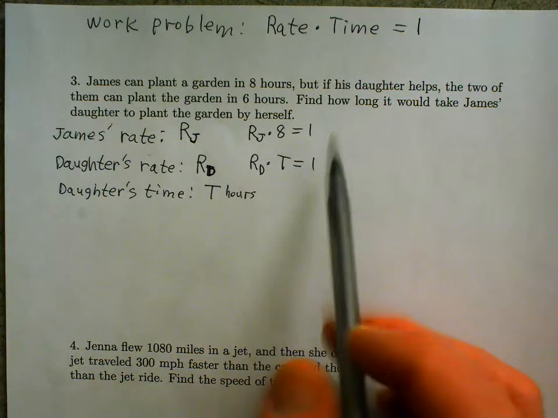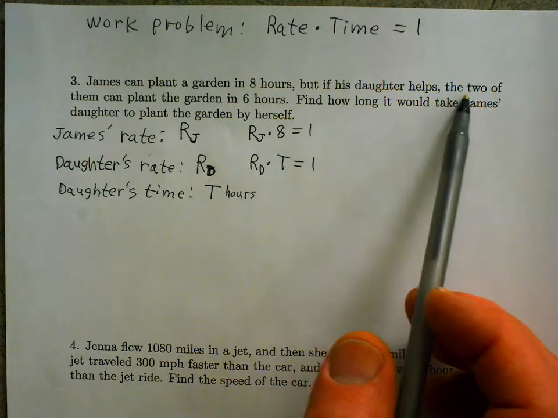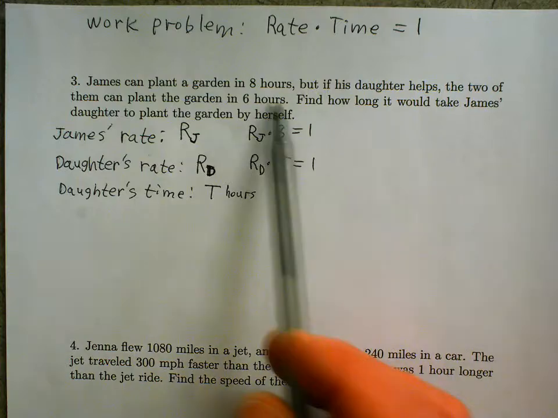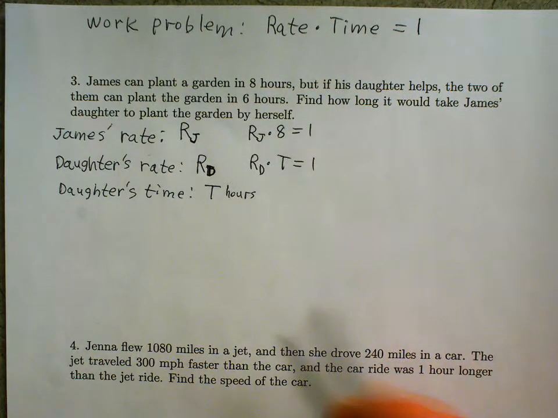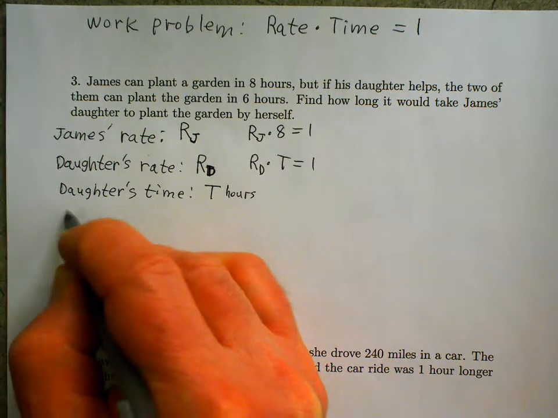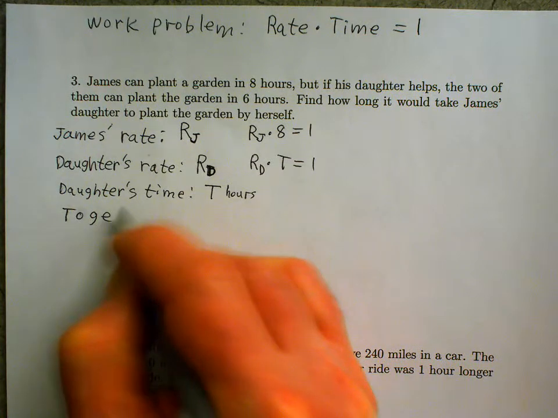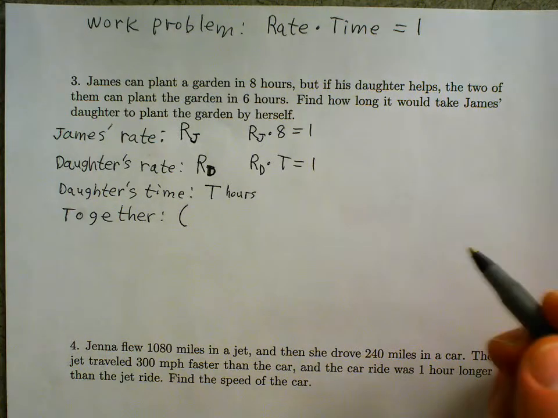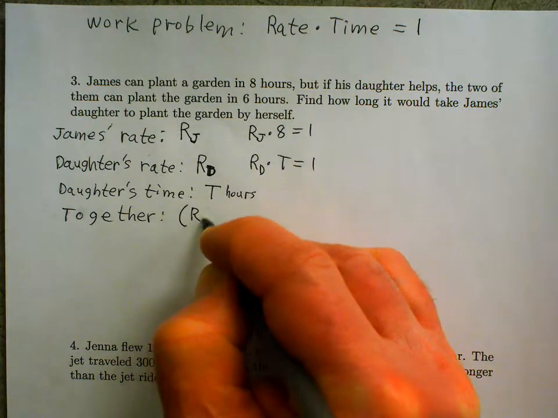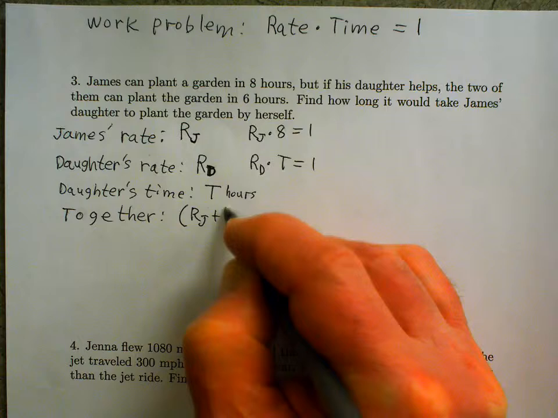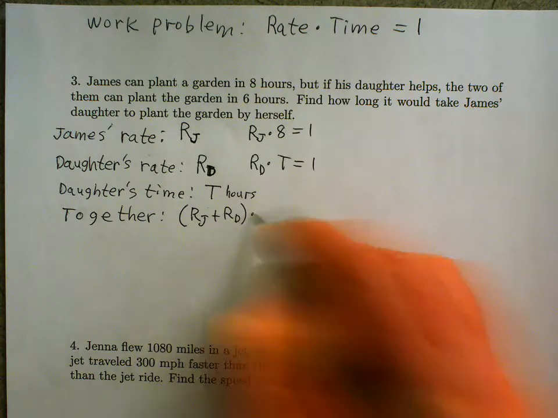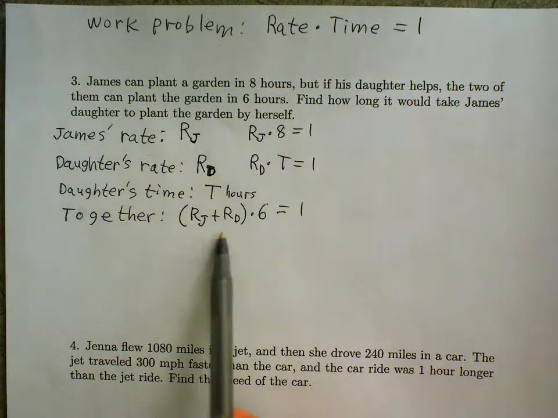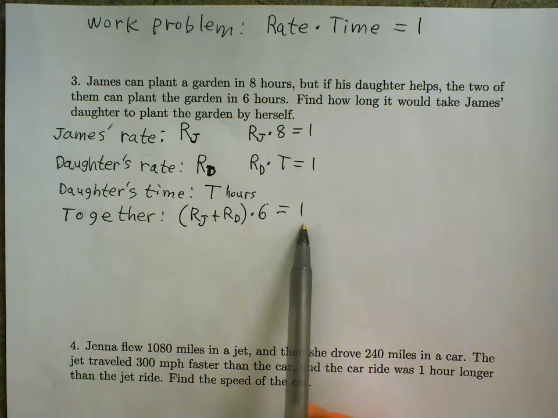Okay, then we're given information about the 2 of them working together. When they work together, they can plant the garden in 6 hours. So when they work together, we add the rates, James's rate plus the daughter's rate. This quantity multiplied by 6 equals 1. So when they work together, we have rate times time equals 1.